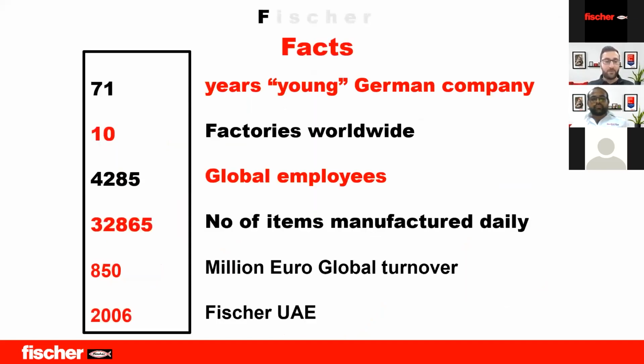These are some fact numbers. 71 is the years young German company Fischer. 10 is the factories distributed worldwide. More than 4,000 global employees, more than 30,000 items manufactured daily, 850 million euro global turnover, and Fischer UAE, one of the subsidiaries, was founded in 2006.